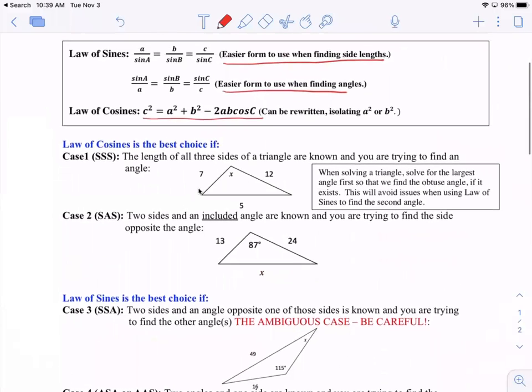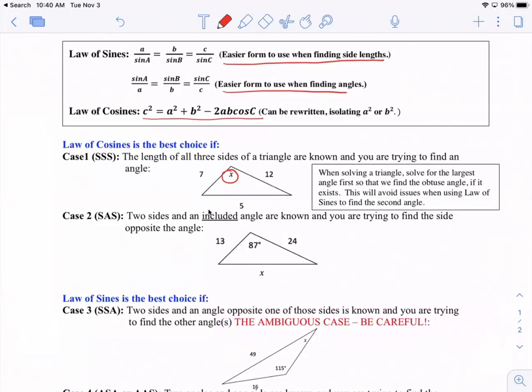We're going to use law of cosines if we have side, side, side. If we have side, side, side, can we set up those ratios where we have sine A over A equals sine B over B equals sine C over C? No, right? We can't set up, so law of sines won't work. We have to use law of cosines, okay? If we have side, side, side, we're going to be solving for this angle, right? That's pretty obvious because we already know the sides.